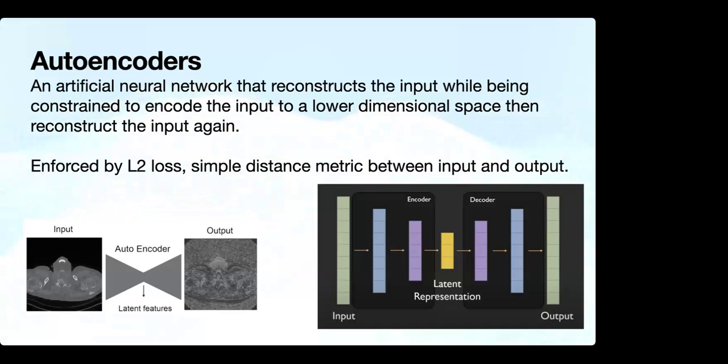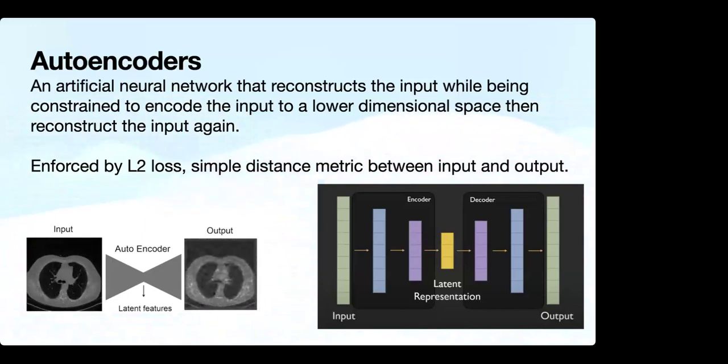Once the input is mapped down to the lower dimensional space, called a latent representation, the decoder neural network tries to reconstruct the input image up to its original dimensional space. How is this enforced? You just take the input, map it down to the lower dimensional space, train a neural network to reconstruct, and then take the L2 loss between the input image and the reconstructed image. That's the objective function you use to train an autoencoder.